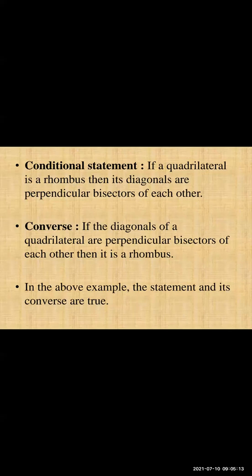Just interchange antecedent and consequent. What is the consequent here? Its diagonals are perpendicular bisectors of each other. This is the consequent. And what is the antecedent? A quadrilateral is a rhombus. Interchange them. When we interchange, what will happen? The converse: if the diagonals of a quadrilateral are perpendicular bisectors of each other, then it is a rhombus.